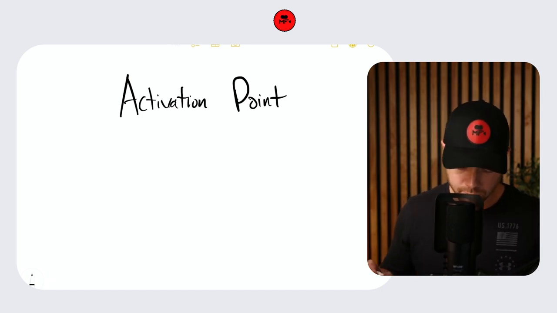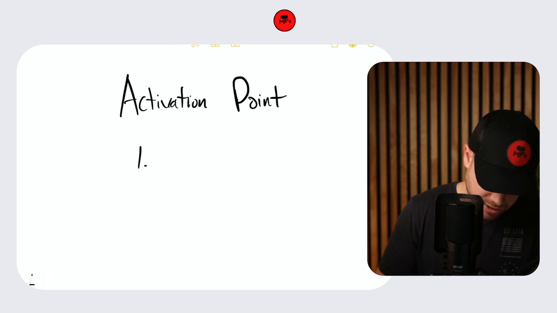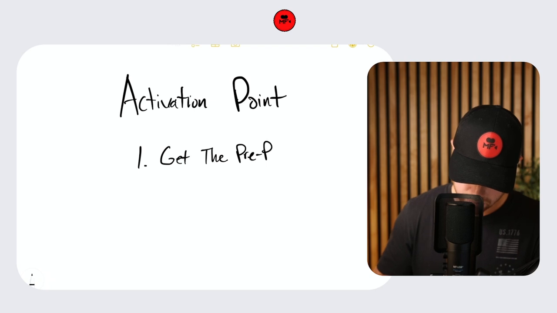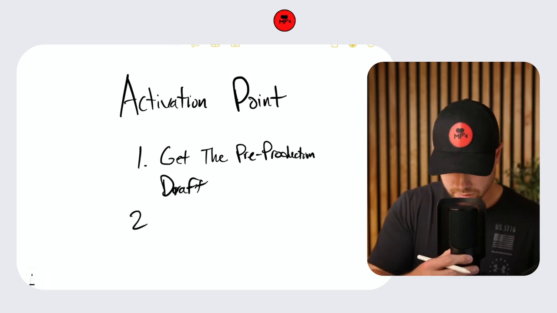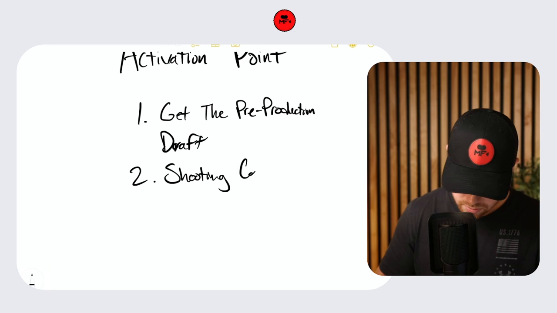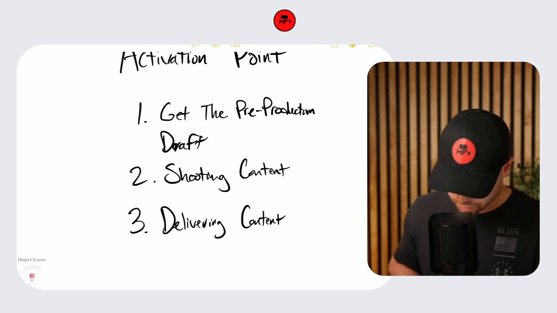So if I'm providing social content or video services to a client, maybe the first activation point is that they get the pre-production draft. So that's the first thing. And then maybe the second thing is that we actually start shooting the content. And then the third thing becomes delivering the content, and that's our third activation point.